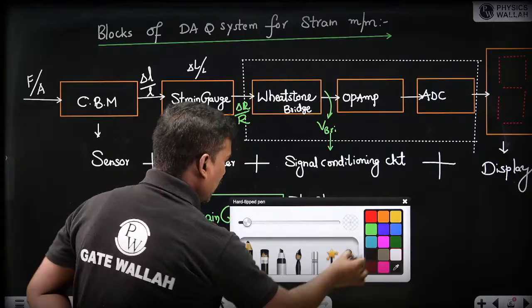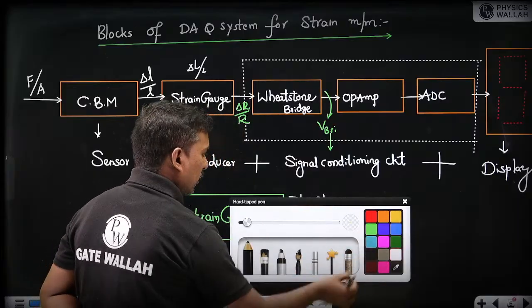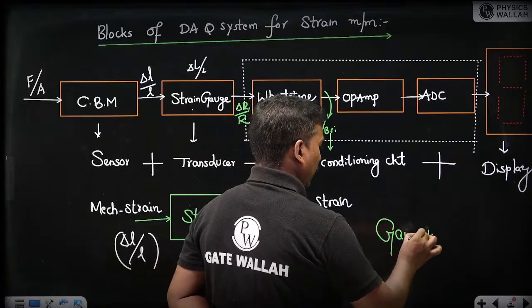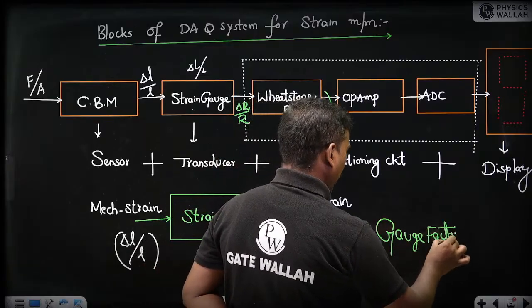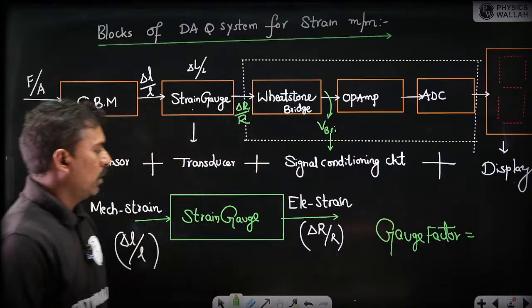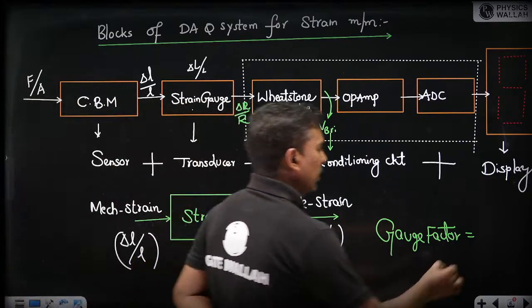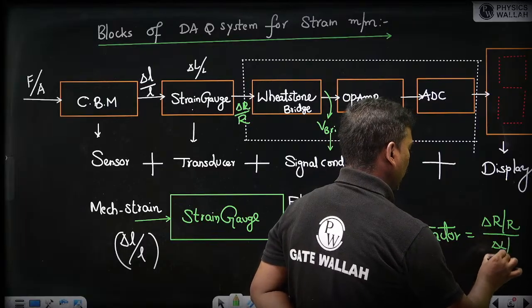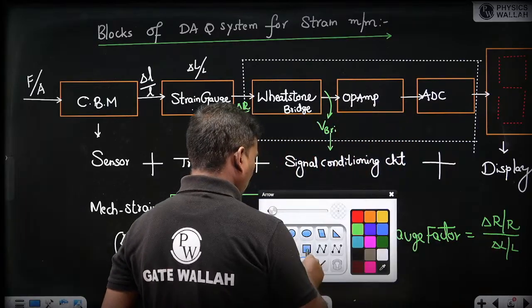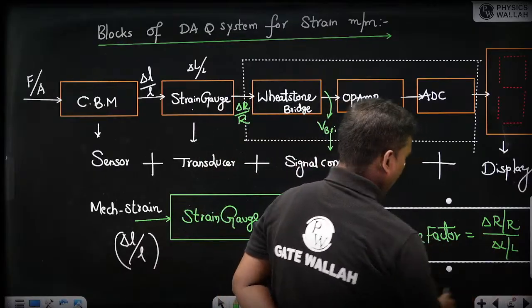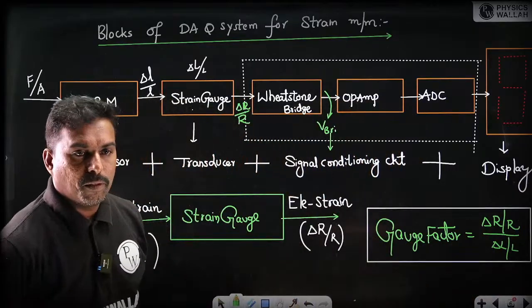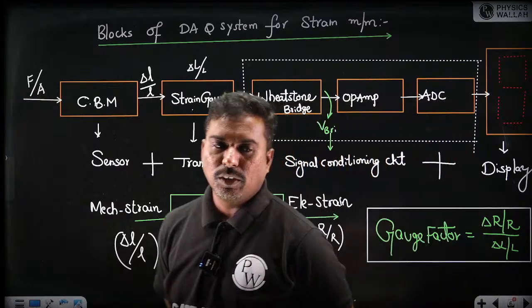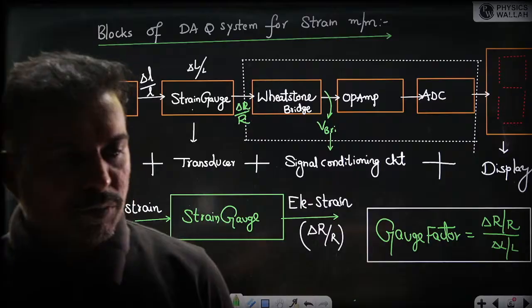So now from this I can write the gauge factor is equal to electrical strain divided by mechanical strain. So this is our gauge factor, del R by R by del L by L. Okay, so this is one data acquisition system for the strain measurement.